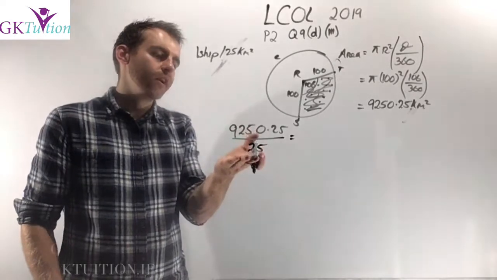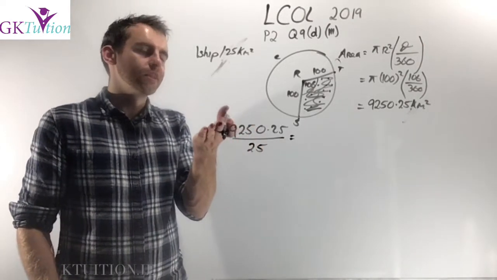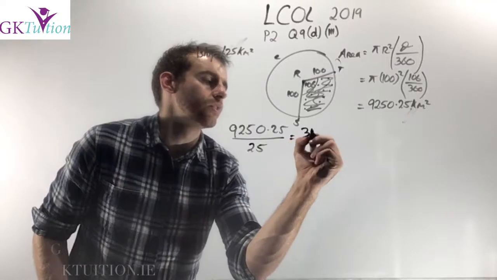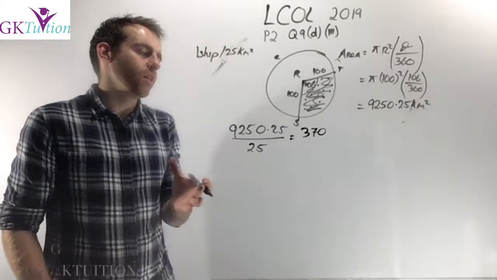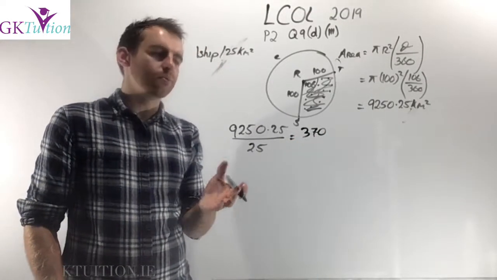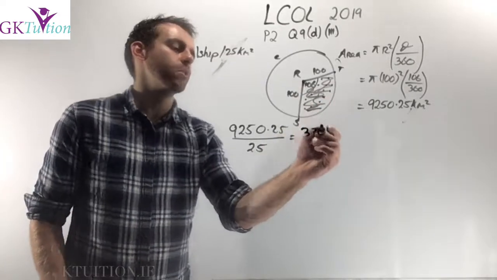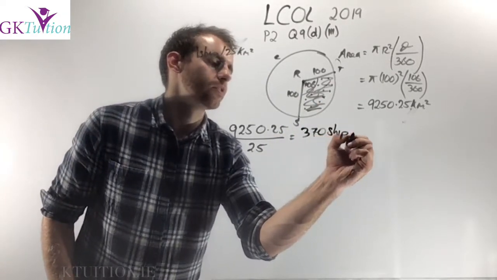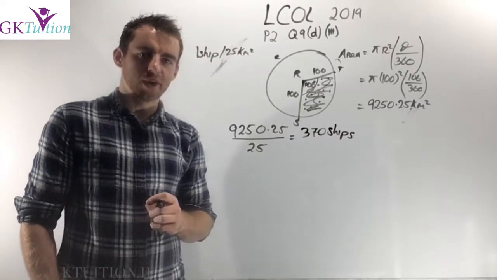If I just divide 25 square kilometers into this, I get 370. So that means that at any one time I would expect there to be about 370 ships within this region. And that's your final answer for the last part of this question.